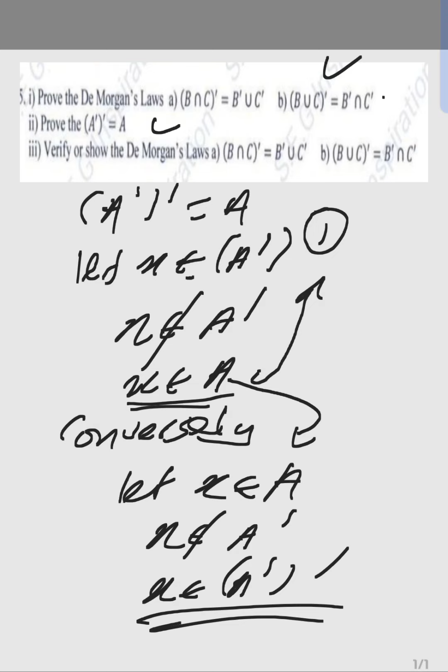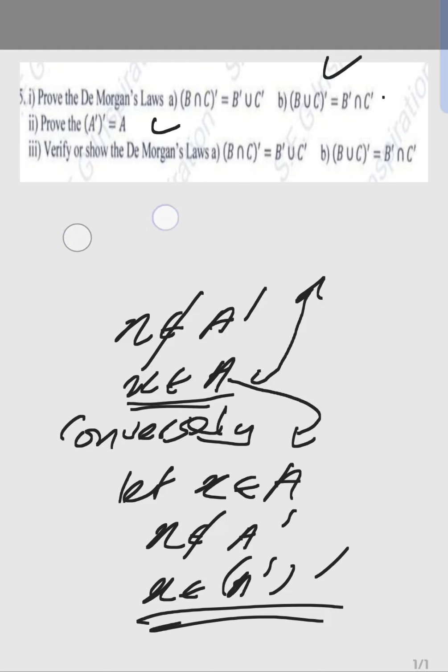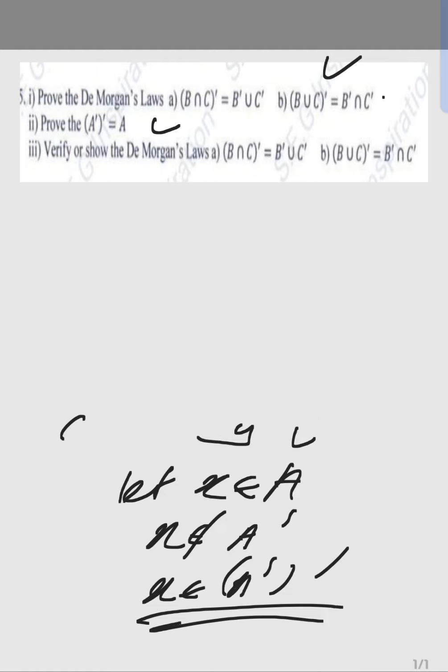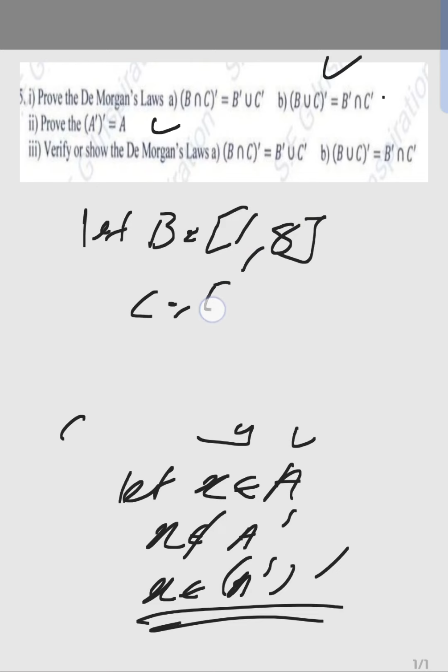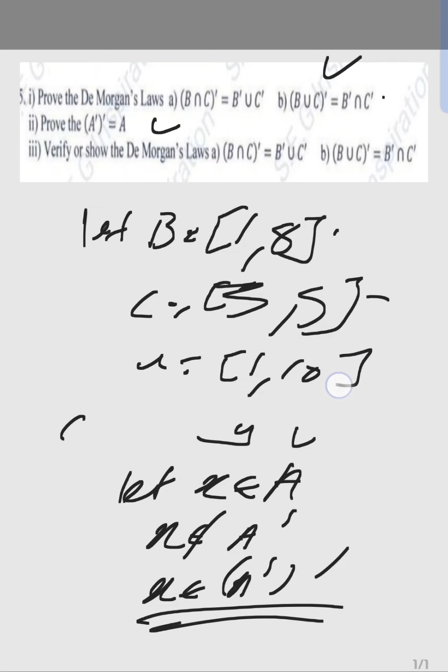Now let me just comment on why it has said verify the De Morgan's here. When you're verifying the De Morgan's, you don't answer the way we answered. You bring in sets. You can say let set B be equal to, maybe, 1 to 8, and maybe set C is equal to, just make sure that they have, maybe 3 to 5. There just has to be some members which exist in both B and C, right? And for the universal set you say from 1 to 10, right? Then you can prove that. That's how you can verify or show.